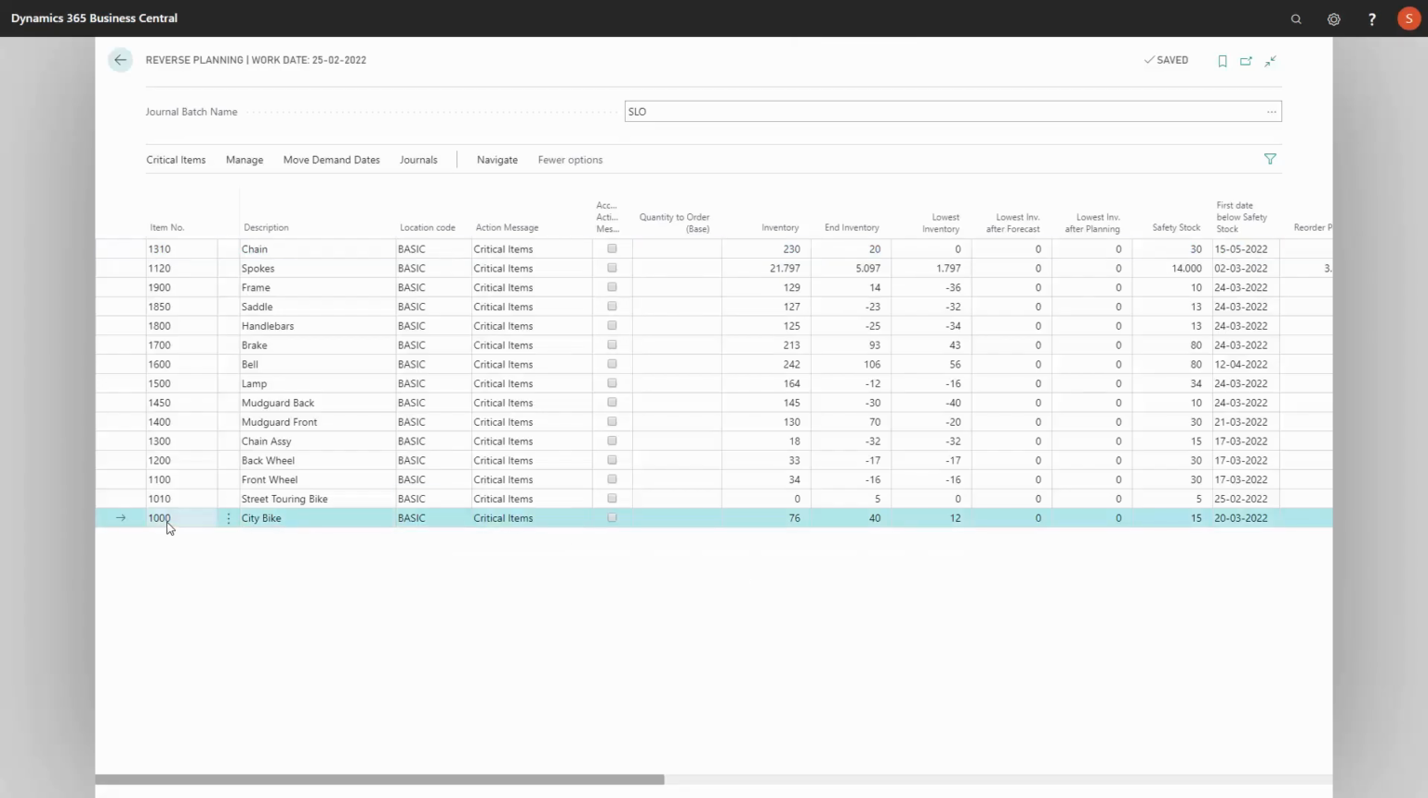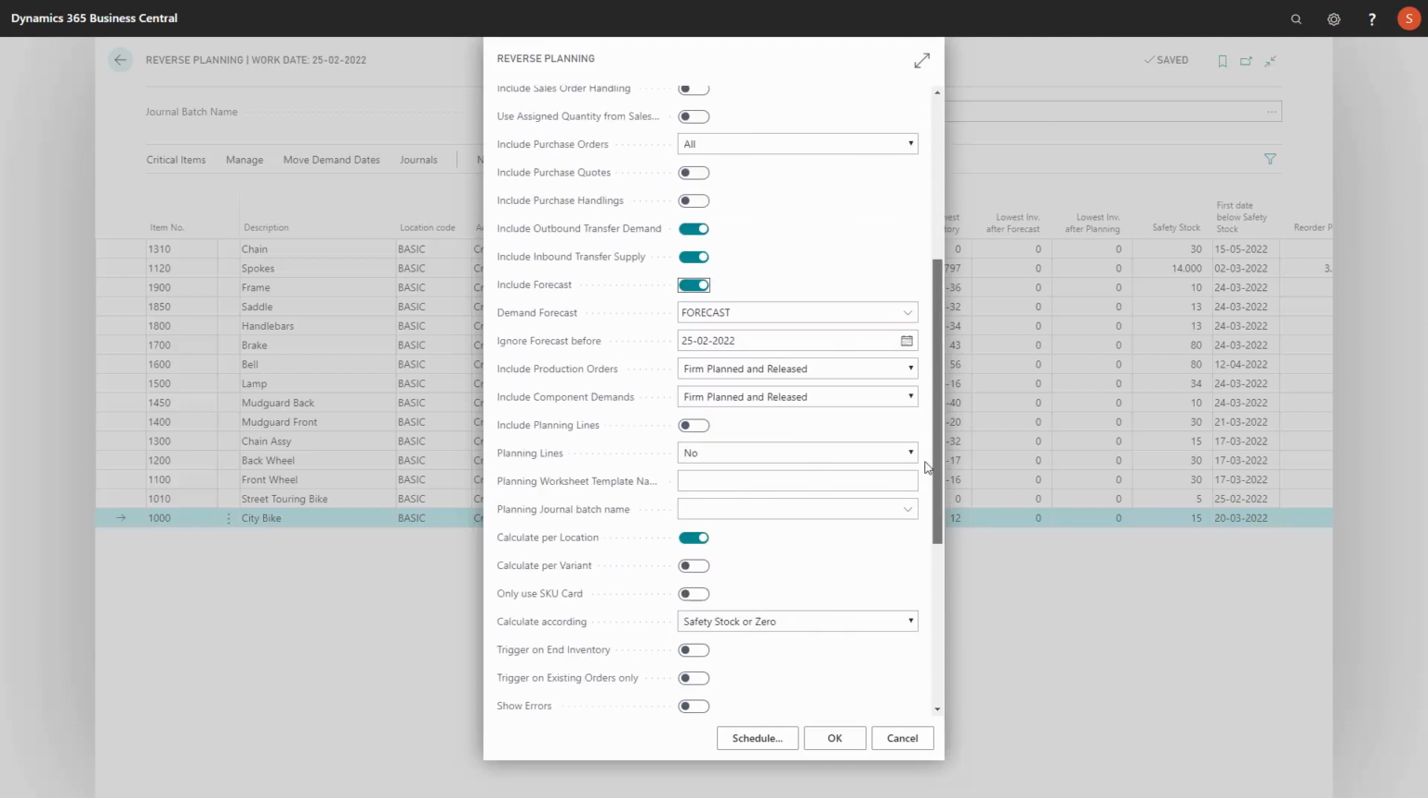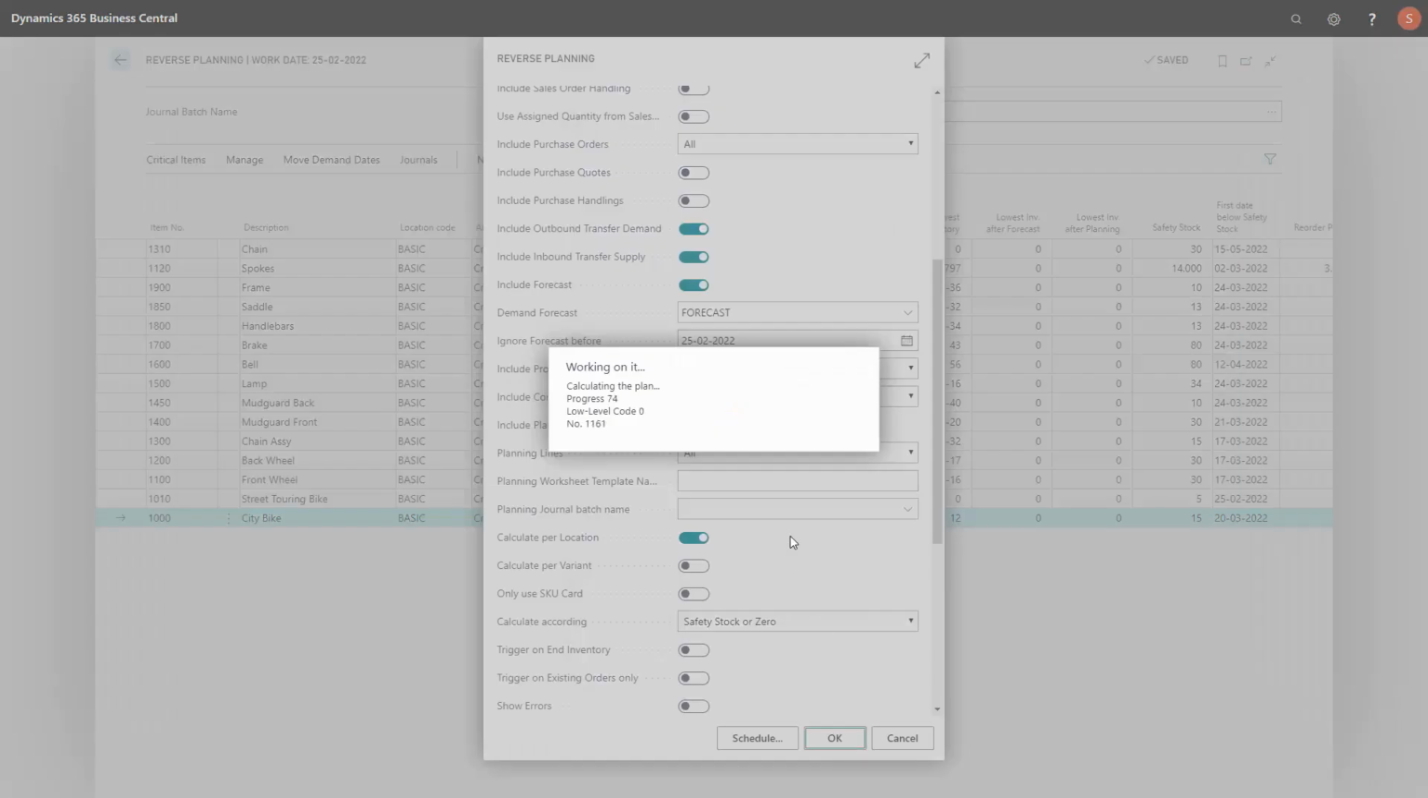I can see here my item number 1000 has the lowest inventory of 12 in the period and positive end inventory of 40, but the safety stock is 15, therefore it pops up since I was calculating below safety stock. Now it's actually critical, but if I'm calculating including forecast and including planning lines, I would assume that the item doesn't show up.